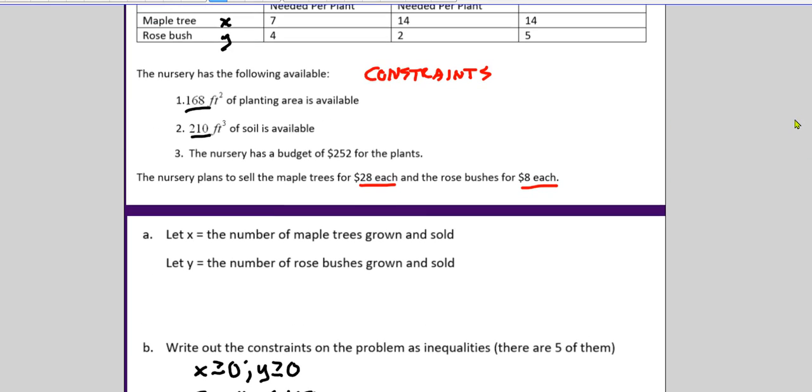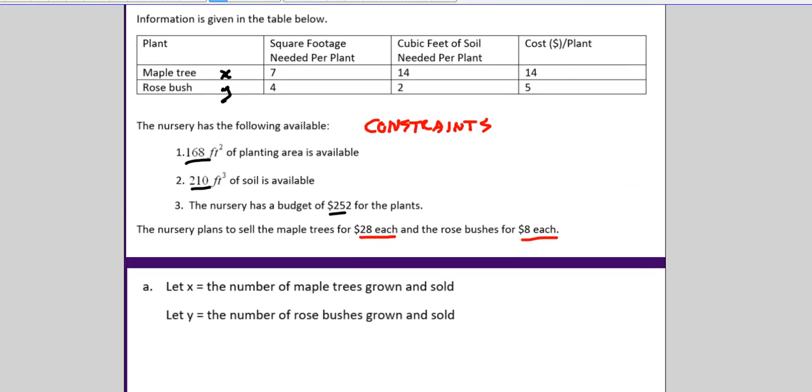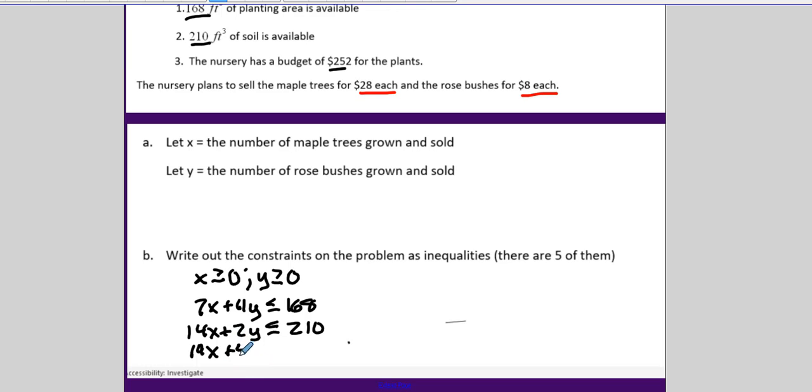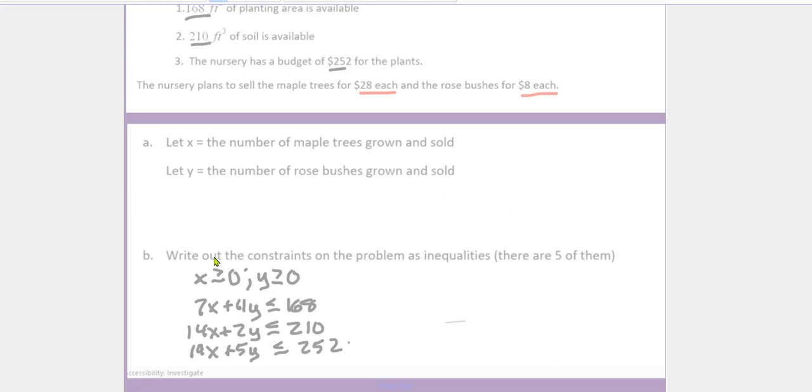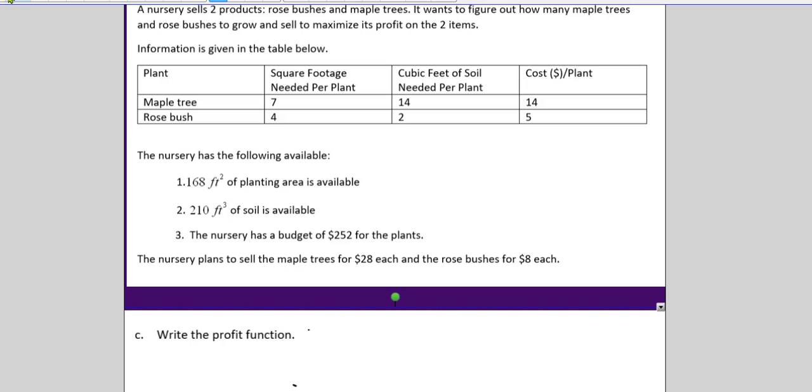And finally, we have a cost constraint. We only have $252 available, $14 per maple tree, $5 per rose bush. So we can write 14X plus 5Y must be less than or equal to 252. I'm going to copy these constraints and send them to the clipboard because I'm going to need them in a few minutes.